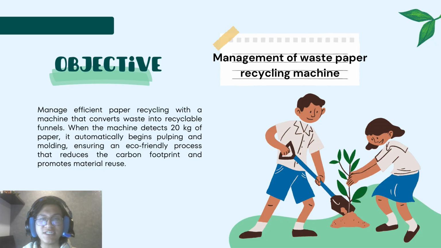Our main objective is the management of used paper recycling machines. Manage efficient paper recycling through a machine that converts waste into recycled funnels. When the machine detects that it has received 20 kilograms of paper, it automatically starts the pulping and molding process, guaranteeing an ecological process that reduces the carbon footprint and encourages the reuse of materials.